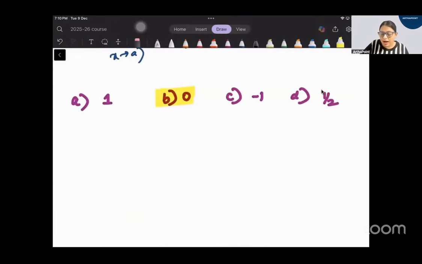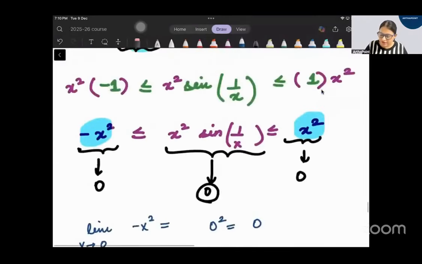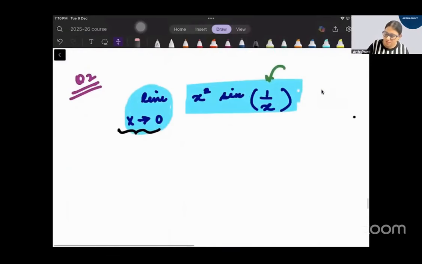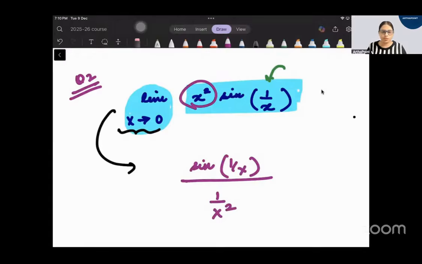But you can definitely do this question by L'Hopital. There is nothing wrong in it. You could have written this function as sine 1 by x over 1 by x square. I can write it as 1 by x square. So then also it is fine, and I can apply L'Hopital on it. So it's up to you how you want to do it. But yes, you're right that the answer will be 0.